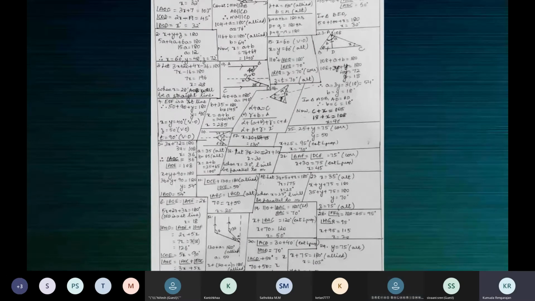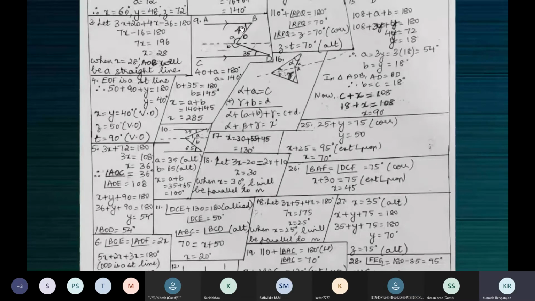So that X is what is A and B. So find A, find B. A plus B is the value of X. What you see here, X is equal to 285. You need to mention the parallel lines and the transversal, children, and then write 40 plus A is 180. Reason: allied angles.